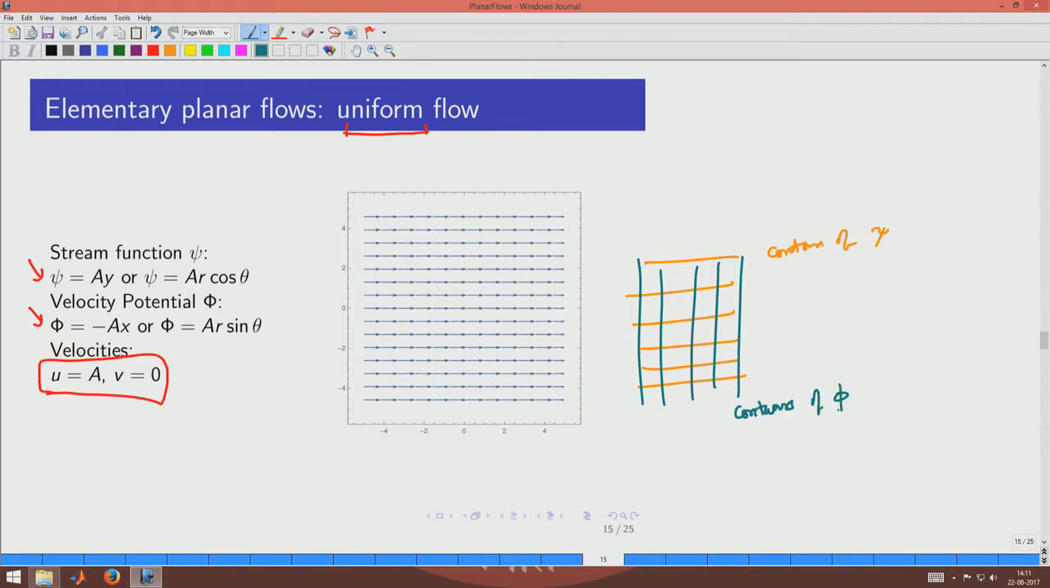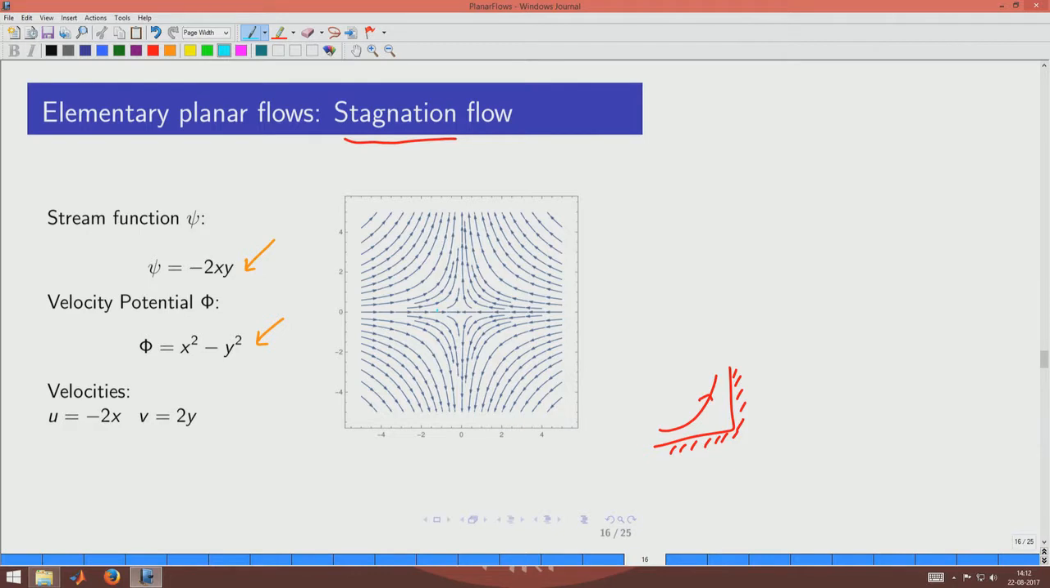As you can see, at every point where they intersect, the contour of psi and the contour of phi are normal to each other. This can be validated for all the flow fields as we go ahead. Here you can see that the contours of psi will be given by hyperbolae, and the contours of phi should be normal to them wherever they intersect, and the velocity components are given by the components that are here, minus 2x and 2y. So, the flow field near a corner can be described by stagnation flow.